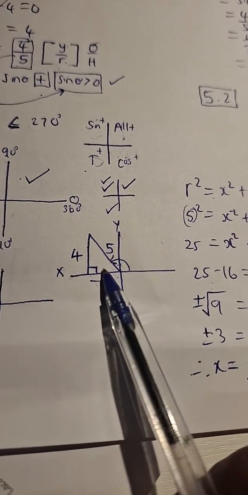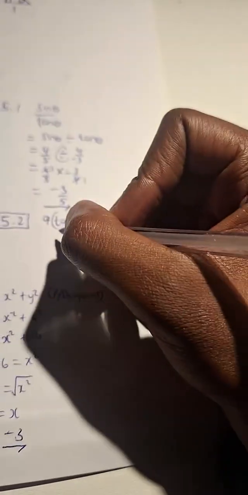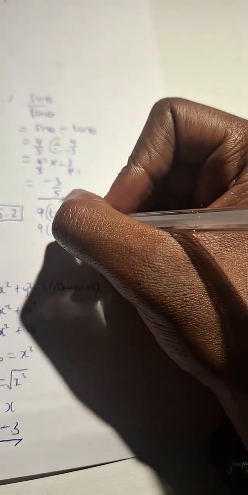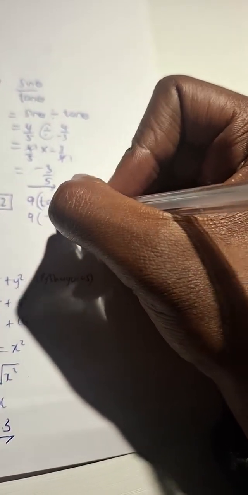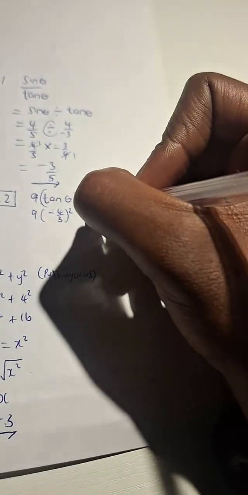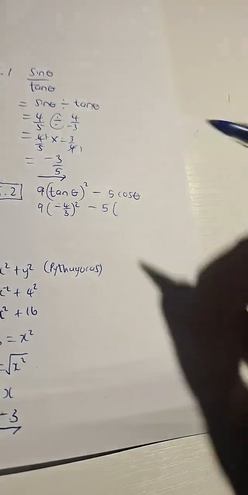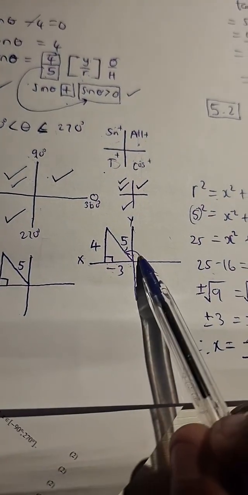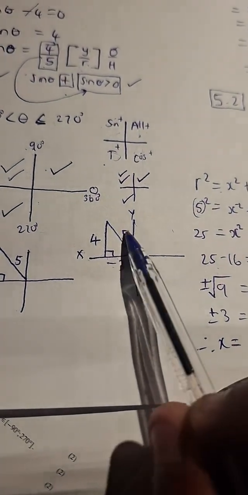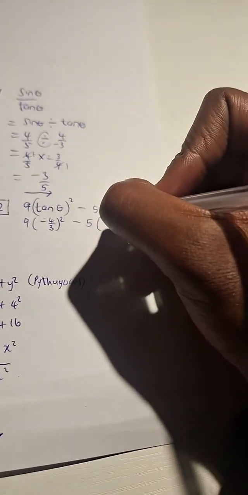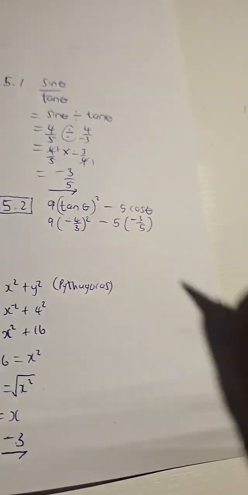What's tan from the diagram? Opposite over adjacent. So that means we have 9, but then we have -4 over 3 squared, minus 5 in brackets. What's cos? Cos is adjacent over hypotenuse. -3 over 5.